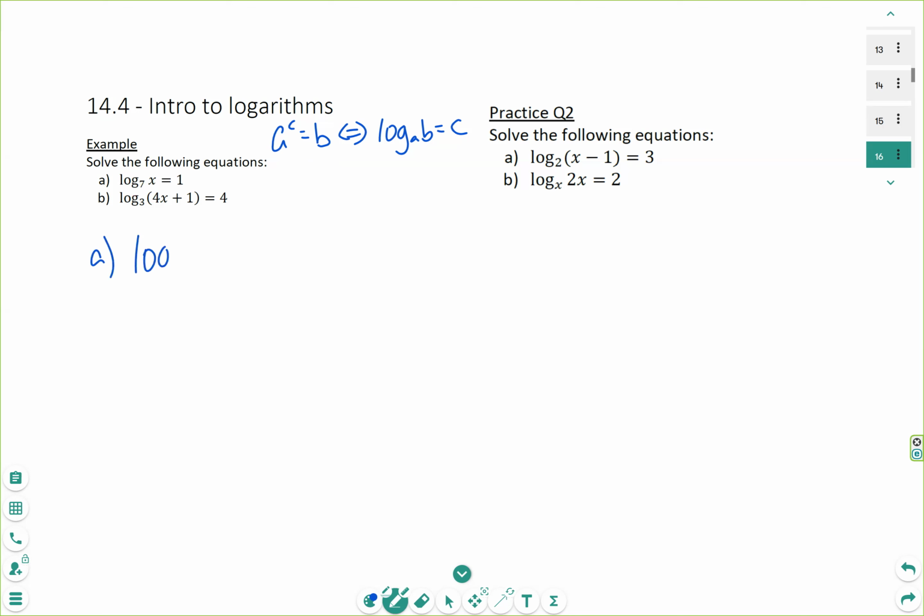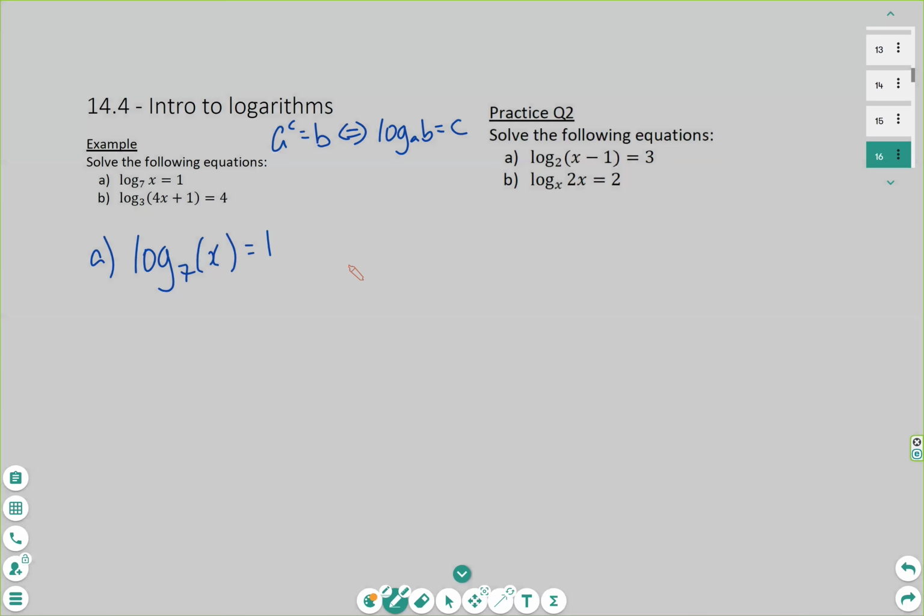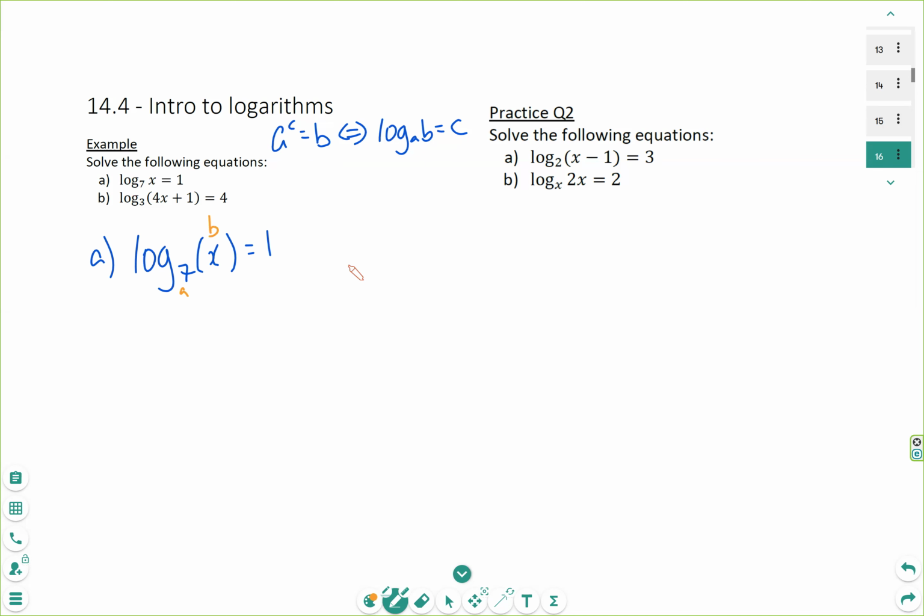Okay, question A. Let me write down: log base 7 of x equals 1. So that's your log a b equals c. Therefore, a to the power of c equals b. So x equals 7.